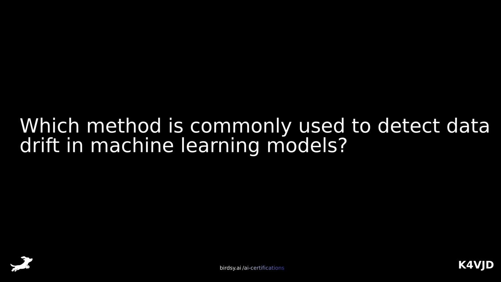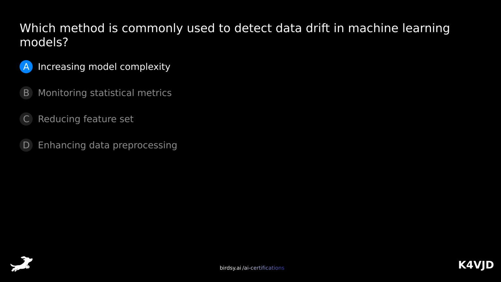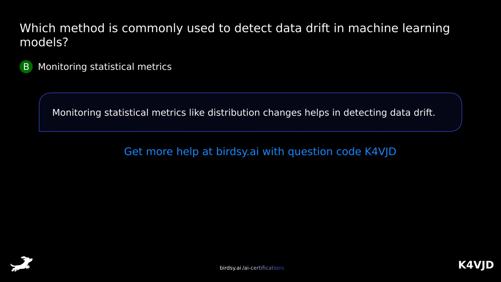Which method is commonly used to detect data drift in machine learning models? Is it A, increasing model complexity? B, monitoring statistical metrics? C, reducing feature set? Or D, enhancing data preprocessing? The answer is B, monitoring statistical metrics. Monitoring statistical metrics like distribution changes helps in detecting data drift.